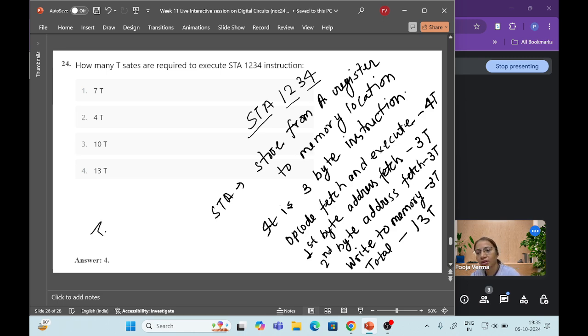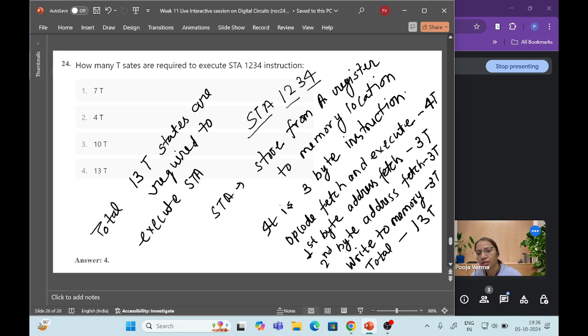So total 13 T states are required to execute STA 1, 2, 3, 4. Okay. So option 4 is the correct answer for this question.